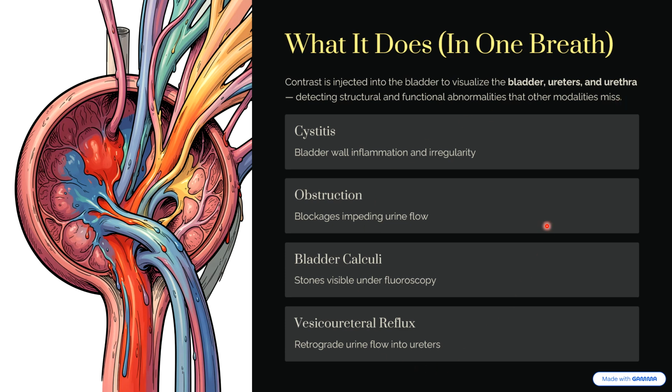So these are the conditions in which this has been done. Number one is cystitis, means the bladder wall inflammation and irregularity. Number two is obstruction, if there is any blockage in the urine flow. Number three is bladder calculi, if the stones are visible under the fluoroscopy. Then vesicoureteral reflux, retrograde urine flow into the ureter, means rather than coming out from the body, it is again going back into the body.